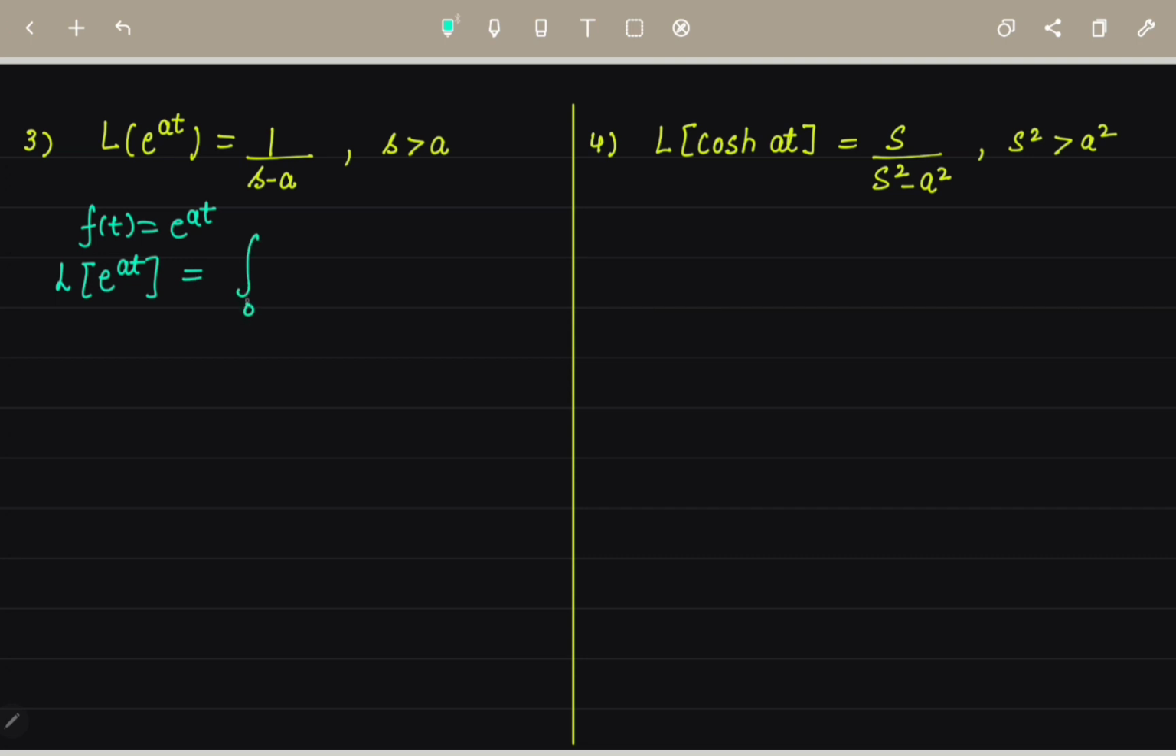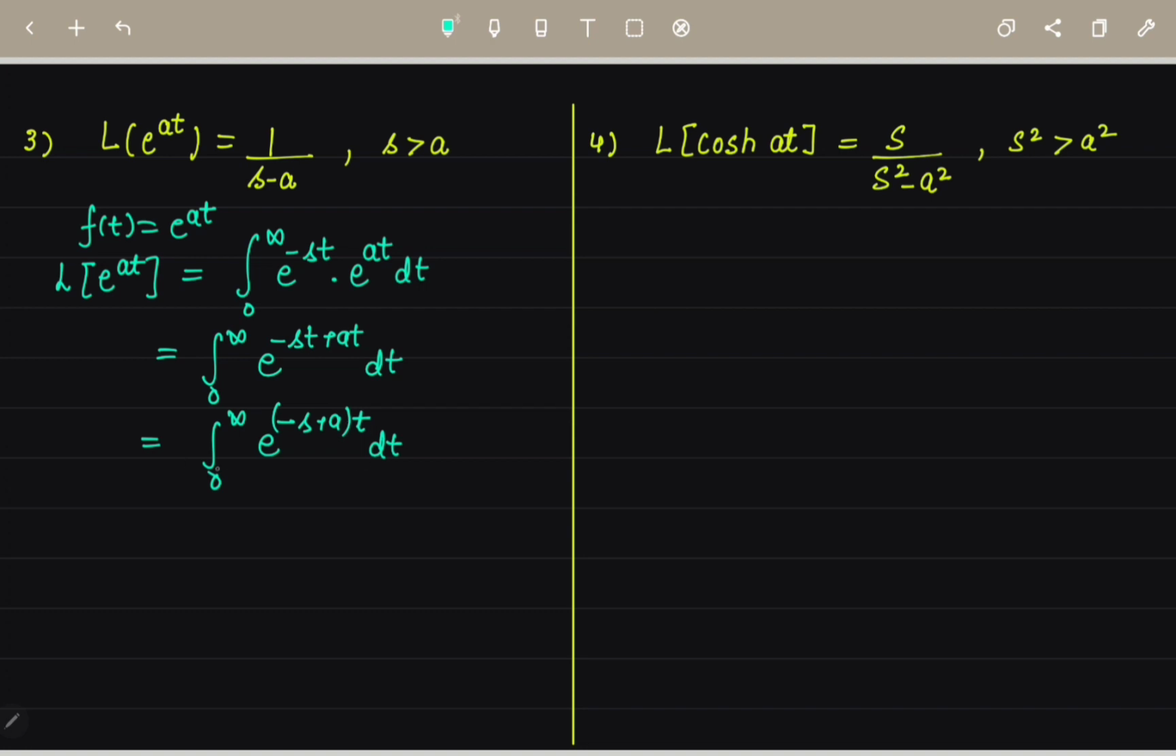So it will become the Laplace transform of e raised power at, which is equal to integration 0 to infinity, e raised power minus st into f of t. So what is f of t? It is e raised power at, then dt. So bases are same, powers are added. So this goes to integration 0 to infinity e raised power minus st plus at, into dt. So now it will become integration 0 to infinity, e raised power minus, or we can write it as minus s plus a, taking t common, so s minus s plus a into t into dt.